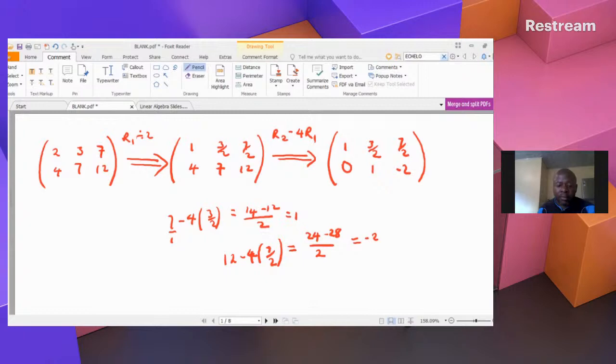Let me look at another example. The last example, let me look at how to solve systems of equations using a matrix to echelon form.